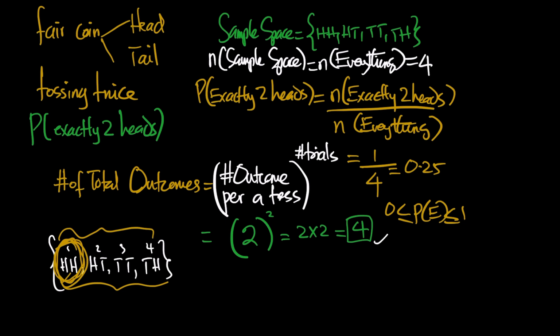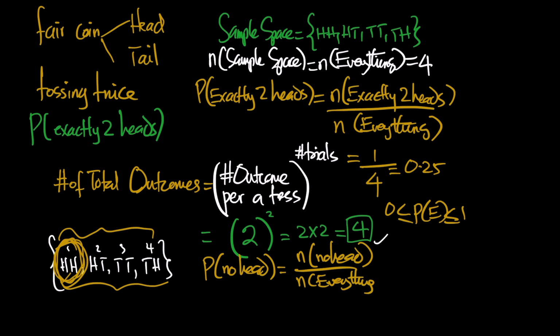Now, let's imagine with the same problem, we're asking what's the probability that there's no head? The probability of no head is the number of no head divided by the number of everything. Now, what is the number of no head? You can tell from the sample space. No head is only this one here. Can you see that? This one here is the only option. It occurs only once in the sample space, right here. So the number is only one, and the number of everything is 4, and that gives us 0.25 as well.